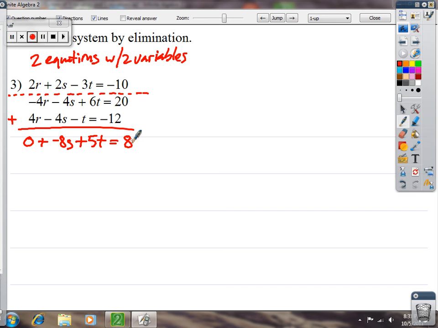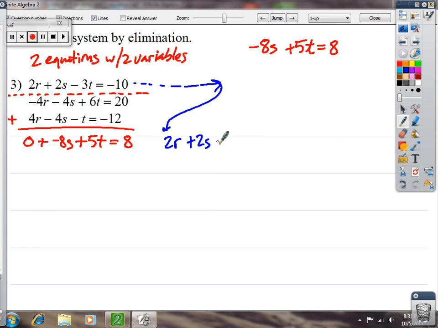Alright, so that's my first equation. A negative 8S plus 5T is equal to 8. So I've got 2 variables. Now, I used my middle and my bottom, so somehow I have to involve my top equation. So my top equation, let's put it right here: 2R plus 2S minus 3T equals a negative 10.